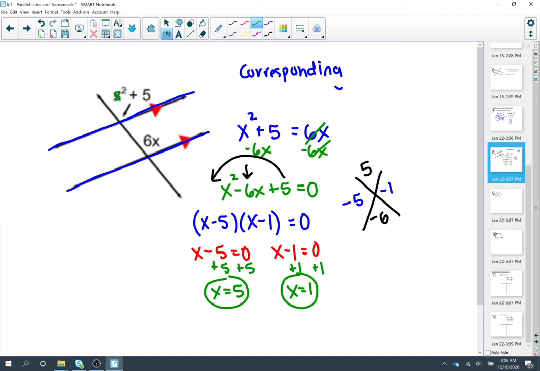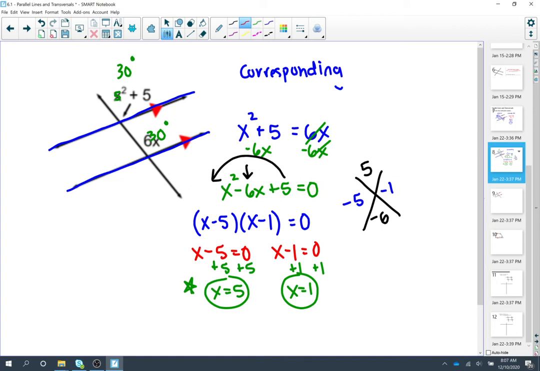So if I take 5 and substitute it back in, let's see. 5 squared is 25 plus 5. This would be 30 degrees. Well, if I take 5 and substitute it back into 6x, 6 times 5 would be 30 degrees. Okay, that looks pretty good. Based on the picture, obviously the picture's not drawn to scale because this looks like an obtuse angle, but we're just going to go with picture not drawn to scale, but this is a good answer.